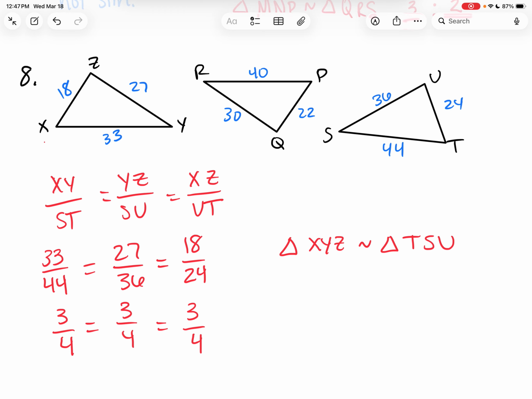And then what is the scale factor in this order? 3 to 4. Yep, 3 to 4. If I wrote them flipped, then it would be 4 to 3, but this is fine because the similarity statement tells me which order they need to be written in. Any questions about that one?